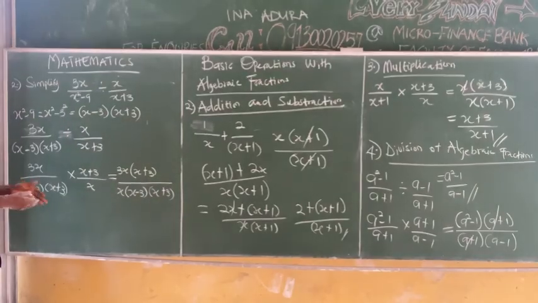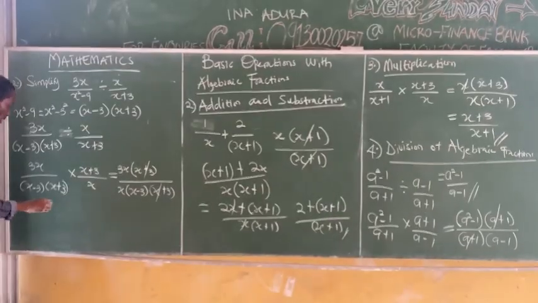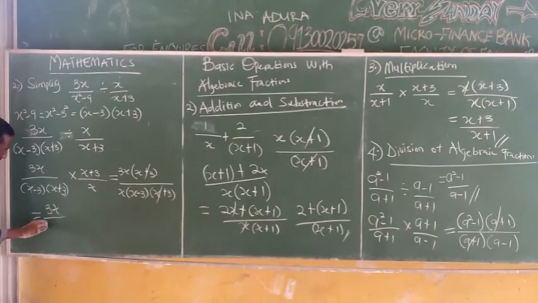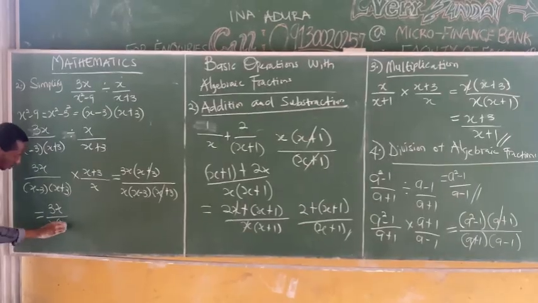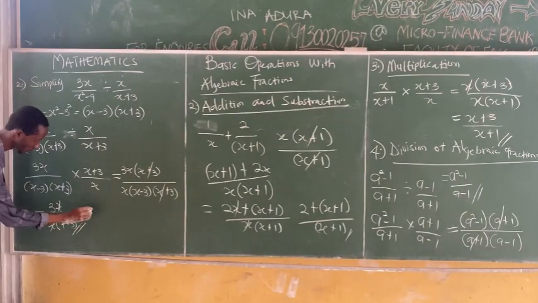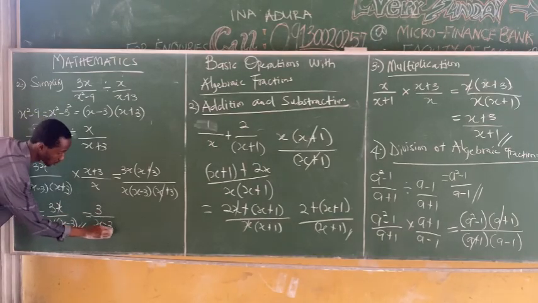Is there anything common? Yes. They cancel out. We have 3x divided by x into x minus 3. This will also cancel this. We are left with 3 over x minus 3.